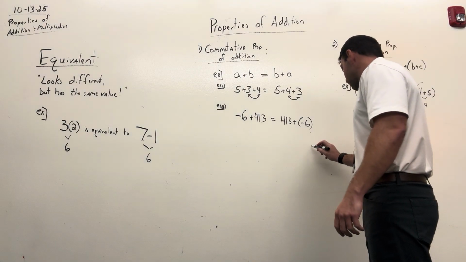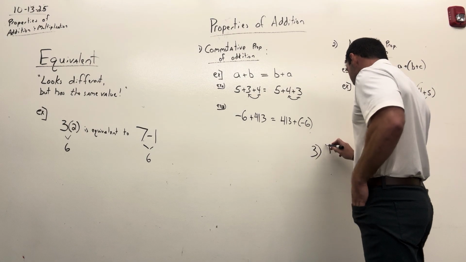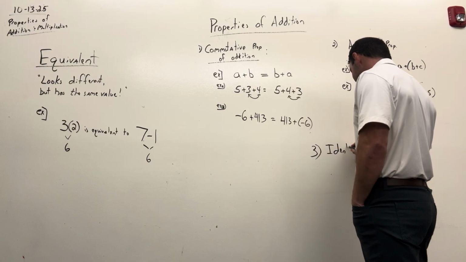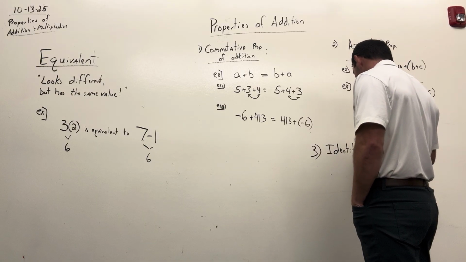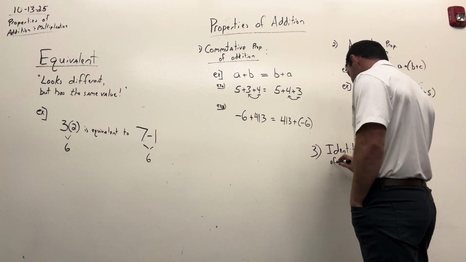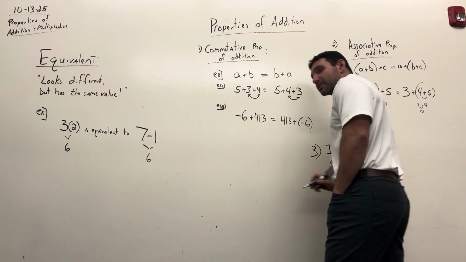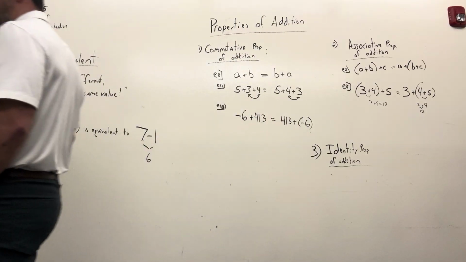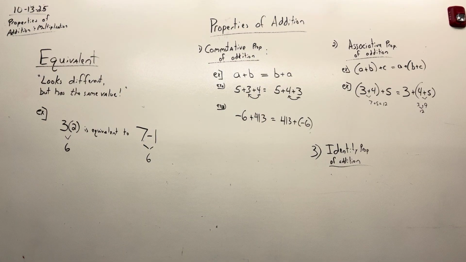Then we have the third one. We call this the identity property of addition. Now, that's what the book says. I call it the additive identity. So it's the identity property of addition. You will hear me call it the additive identity. Okay? You'll hear me call it the additive identity.